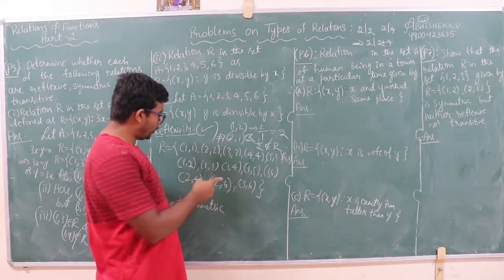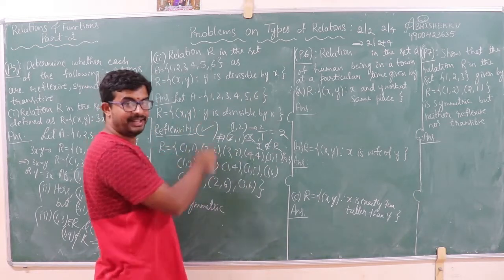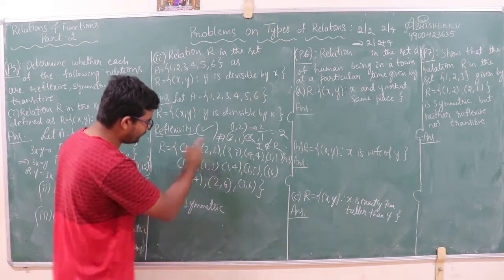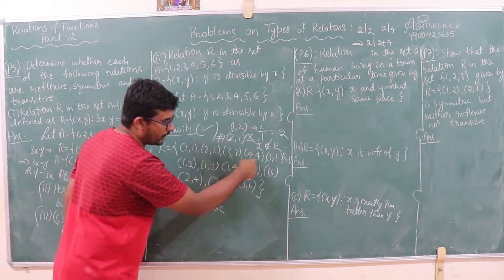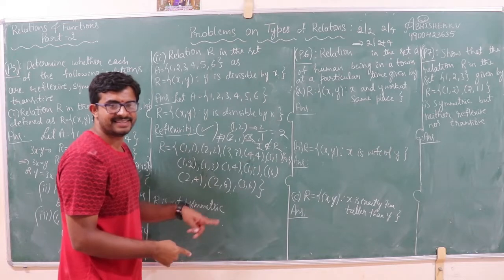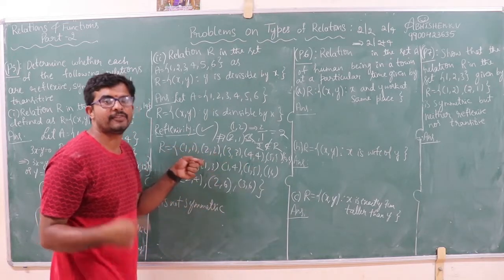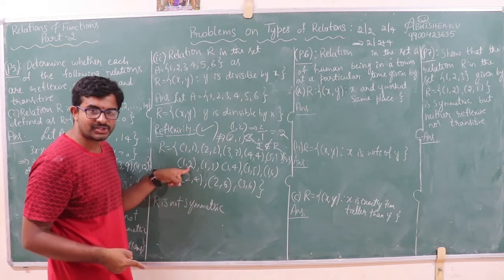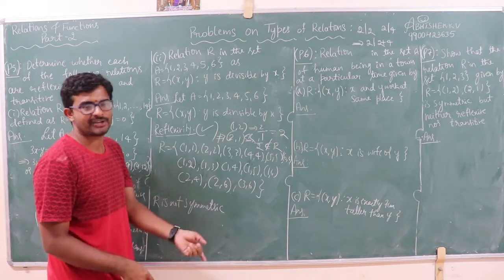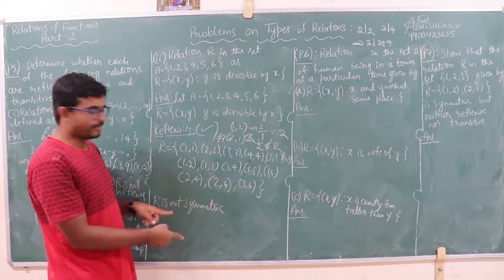First you need to write down the given relation in roster form. Okay. From this relation, 1 and 1, 2 and 2, 3 and 3, 4 and 4, 5 and 5, 6 and 6. This holds the reflexive property. Therefore it is reflexive. As 1 and 2 belongs to the relation, 2 and 1 does not belong to the relation. Therefore it is not symmetric.